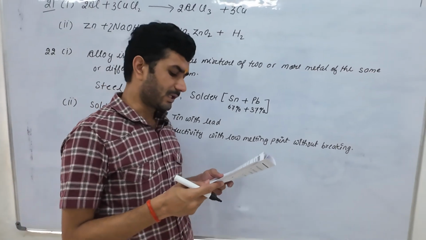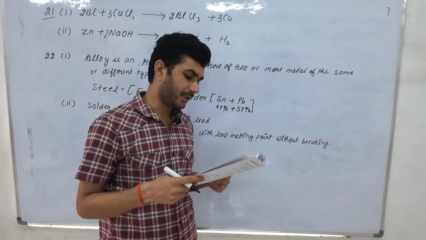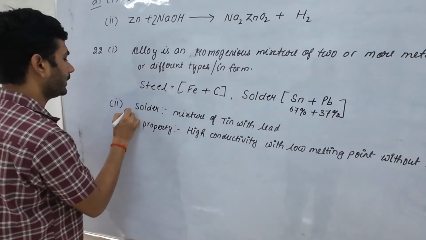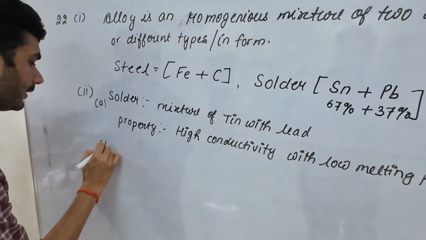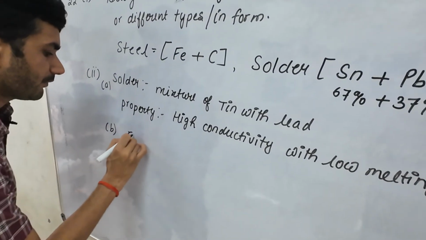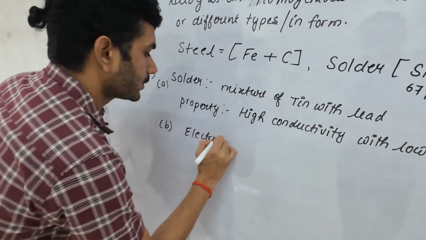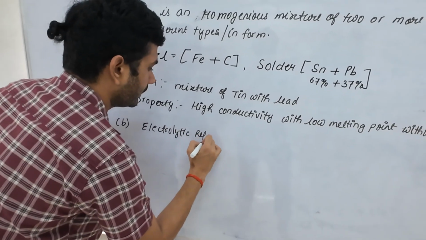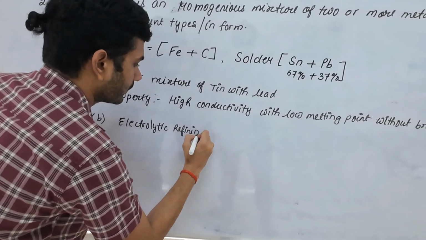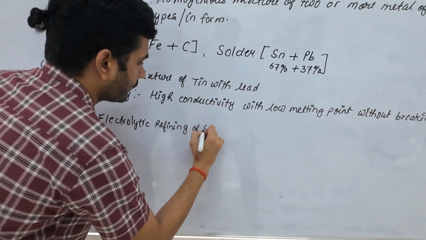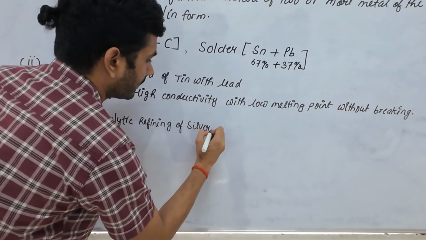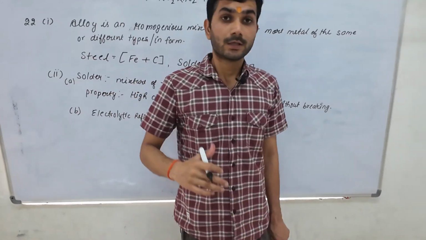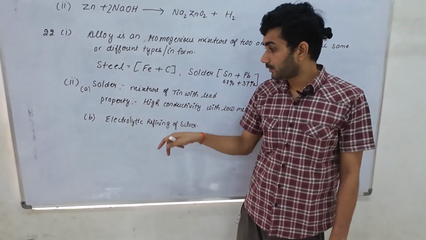Now the next question is: during electrolytic refining of silver, B part. This is the second one, A part. Now we will discuss the B part, that is electrolytic refining of silver. First you should know what electrolytic refining of silver is. Electrolytic refining of silver means we are doing the purification of the silver.